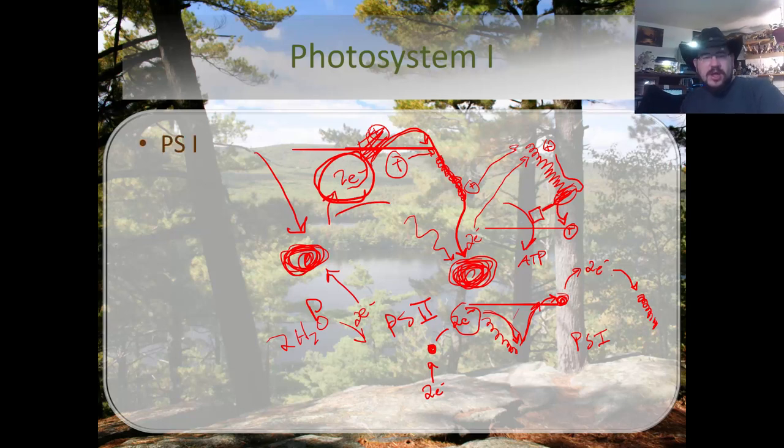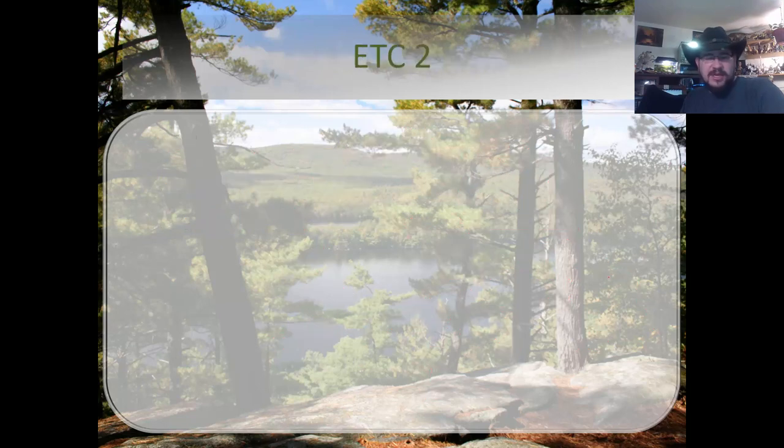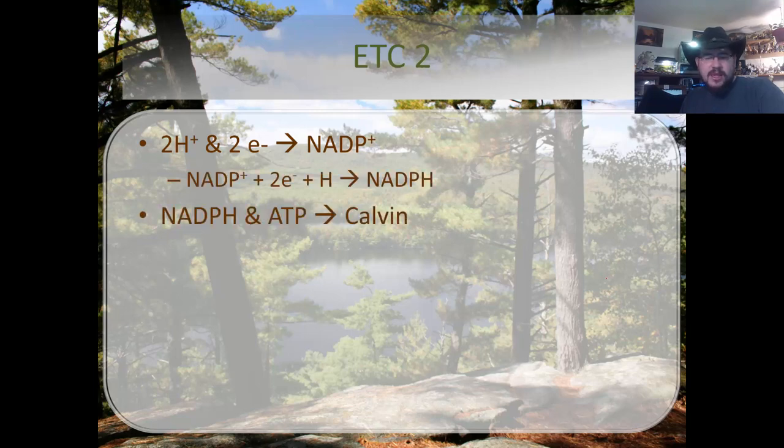Right. So our two electrons excited in photosystem one head down the electron transport chain. Our two electrons from electron transport chain one replace those lost from excitation in the pigments. In electron transport chain two, we now have two protons and two electrons, and they reduce NADP to NADPH. NADPH and ATP go to the Calvin cycle.